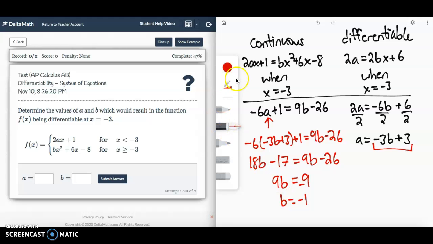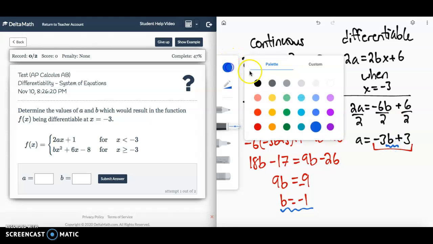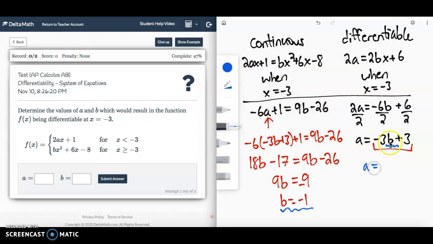And now that I know my b value equals negative 1, I can go ahead and plug that in here. So b equals negative 1. Oops. Then a would equal 6. Let's try it.